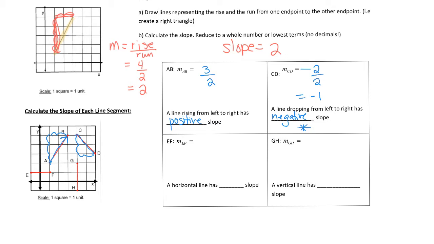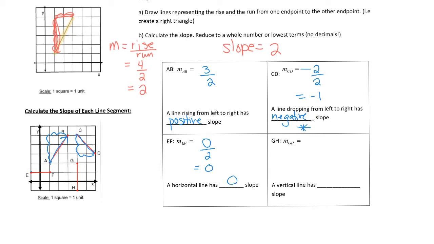Now let's take a look at E to F. So in E to F, we can see that my rise is actually 0. So I have nothing to rise up to when I go from E to F, and my run is to the right 2 from E to F. But we know 0 divided by anything is just 0. So a horizontal line like E to F has 0 slope, okay?